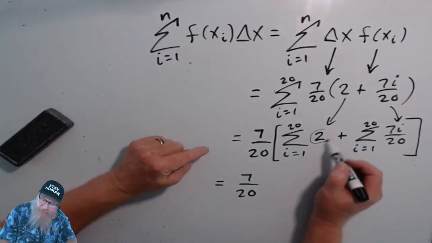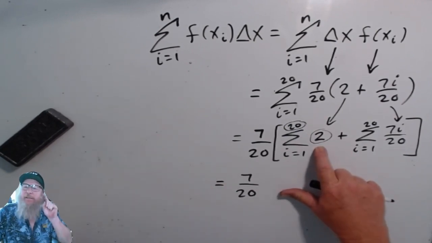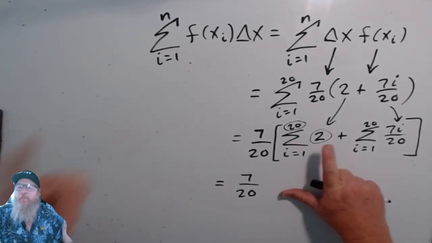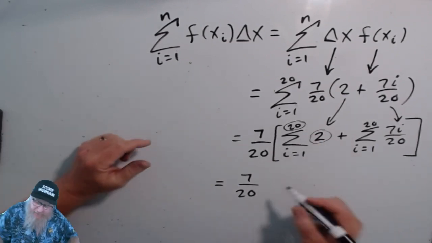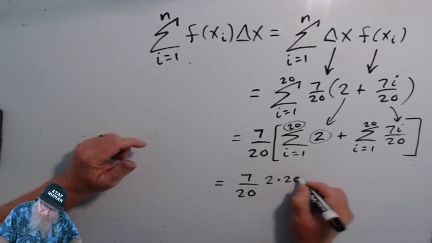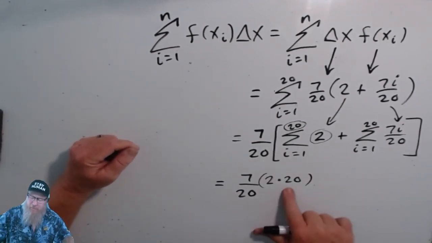All right, so this is the sum of a constant from 1 to 20, which literally translates into 2 plus 2 plus 2 plus 2 plus 2, 20 times. So that's 2 times 20. Or in other words, 40.